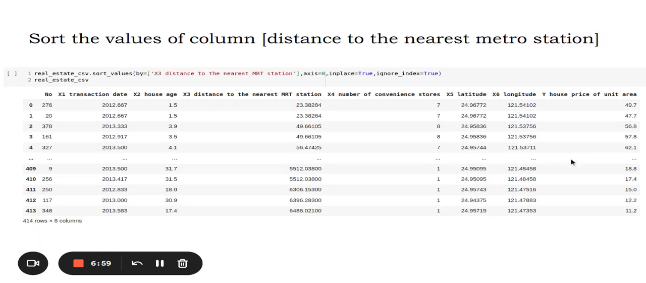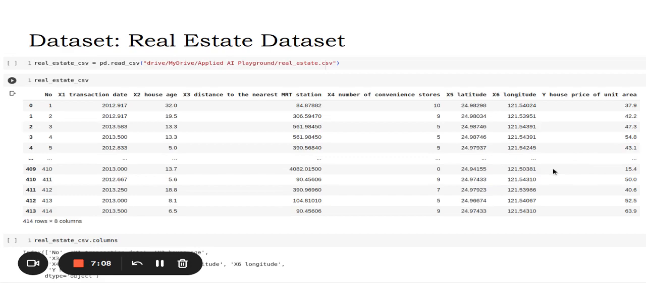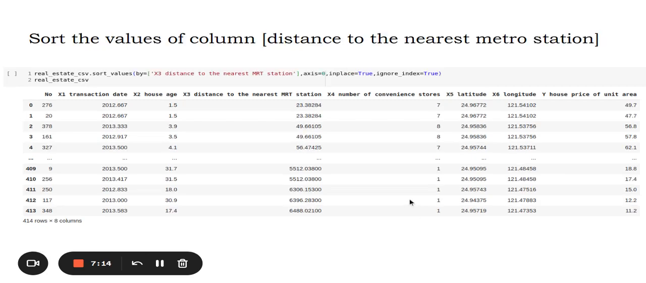So let us see how the distance to the nearest metro station relates to the housing price per unit area. So to do that, we need to sort the feature values according to the target value. The distance to the nearest metro station should be in ascending order. You can check that they are all in ascending order.